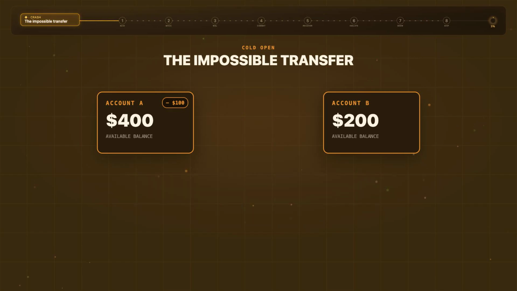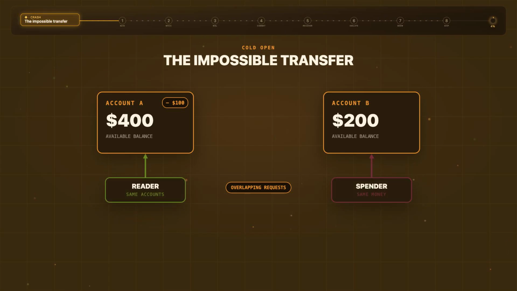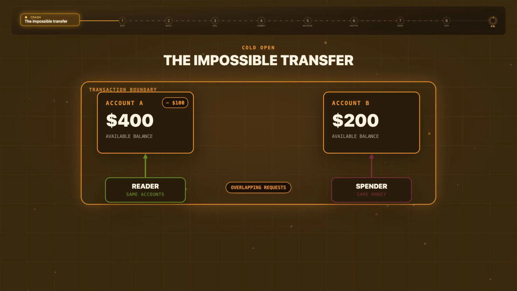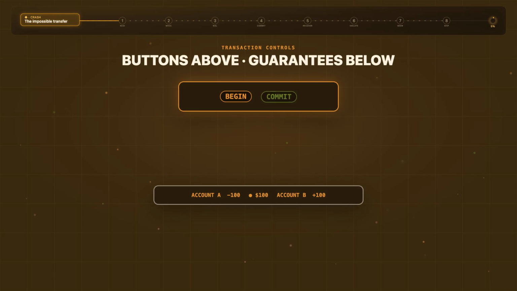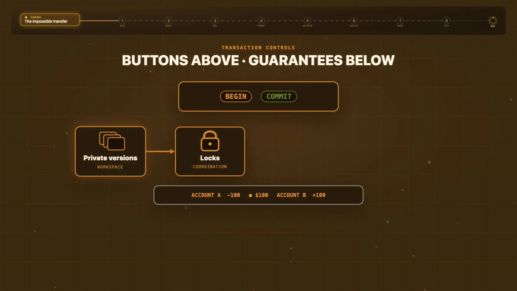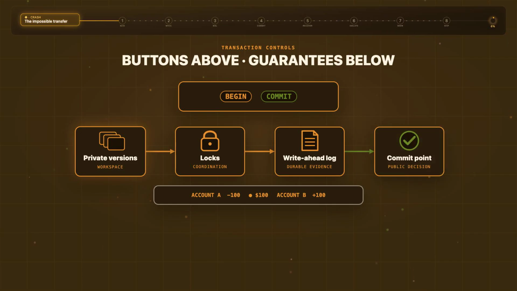And while that transfer is running, another request might be reading the same accounts or trying to spend the same money. This is the problem a database transaction solves. But begin and commit are only the control buttons. Underneath them is a coordinated system of private versions, locks, a write-ahead log, and a very precise commit point. Once you can see those pieces moving, transactions stop feeling magical.